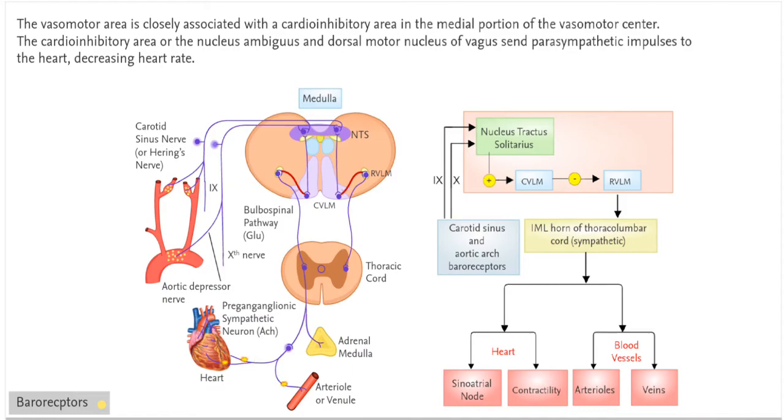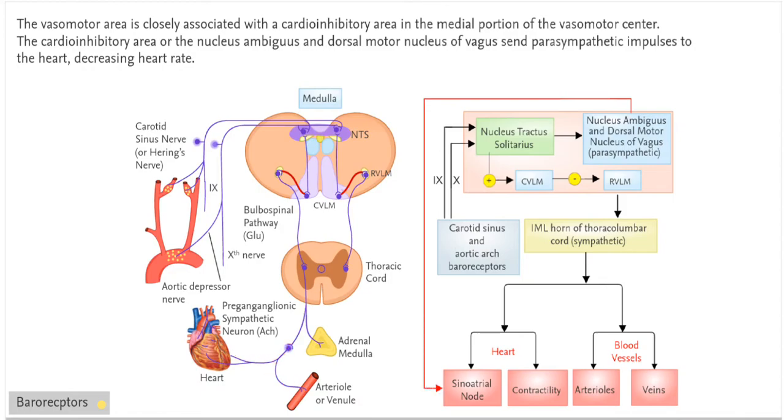The vasomotor area is closely associated with the cardioinhibitory area in the medial portion of the vasomotor center. The cardioinhibitory area, the nucleus ambiguus and dorsal motor nucleus of vagus, send parasympathetic impulses to the heart, decreasing heart rate.